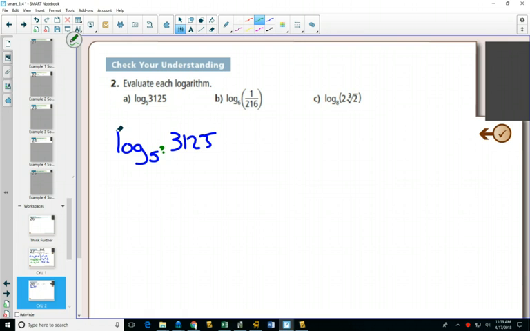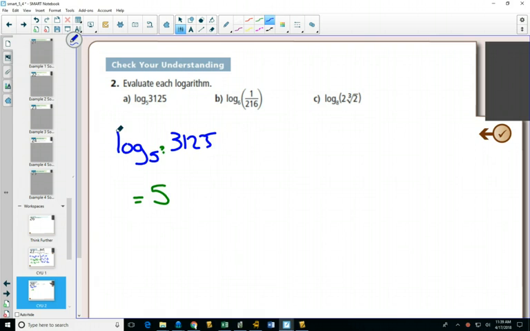And sometimes these values are on your powers chart. I think 3,125 is one past our powers chart. But you might say, oh, maybe I know this one. Maybe I just know it's equal to 5. So I can just write equals 5. However, some of them you might not know.